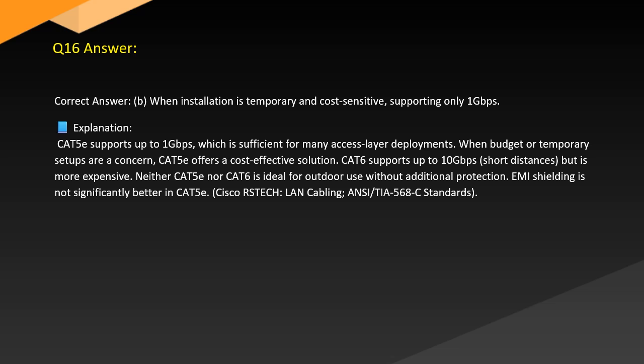Answer. Correct answer: B. When installation is temporary and cost sensitive, supporting only 1 Gbps. Blue Book explanation: Cat5e supports up to 1 Gbps, which is sufficient for many access layer deployments. When budget or temporary setups are concerned, Cat5e offers a cost-effective solution. Cat6 supports up to 10 Gbps over short distances but is more expensive. Neither Cat5e nor Cat6 is ideal for outdoor use without additional protection. EMI shielding is not significantly better in Cat5e. Cisco RSTECH, LAN cabling, and TIA 568C standards.